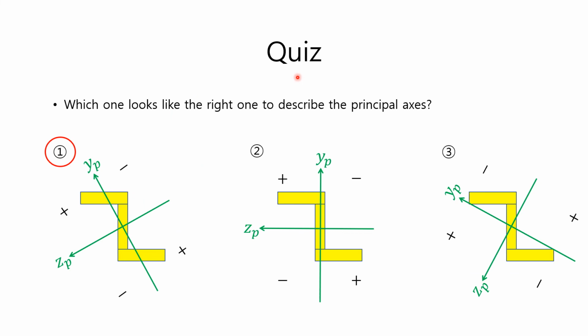The correct answer to the quiz is number 1, because the product moment of area equals 0 about the principal axis. Therefore, all the areas are equally distributed in each quadrant of the coordinate system in the principal axis. Neither number 2 nor number 3 is the answer, because the cross-section is widely distributed in the first and the third quadrants in number 2, and in the second and the fourth quadrants in number 3.